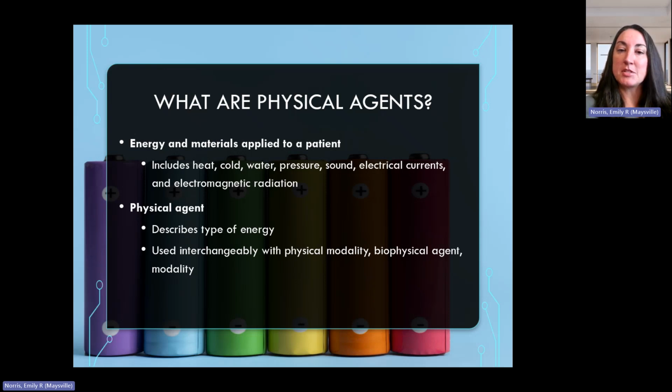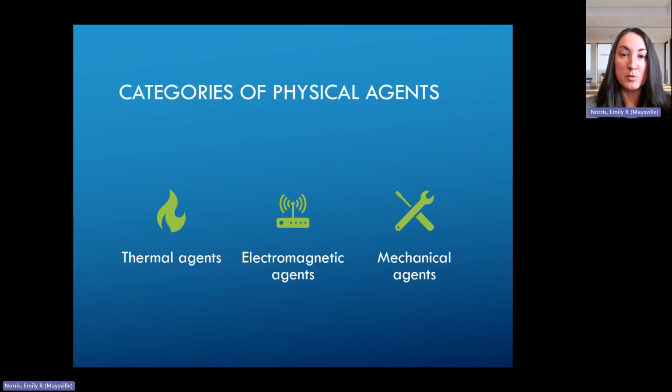So, energy and materials applied to a patient. Some of the agents we use include heat, cold, water, pressure, sound, electrical currents, and electromagnetic radiation. So, physical agents describes a type of energy. Other words that we use for physical agents include physical modality, biophysical agent, or modalities. I learned it as modalities, so you'll hear me use that term a lot, but all of them are interchangeable.